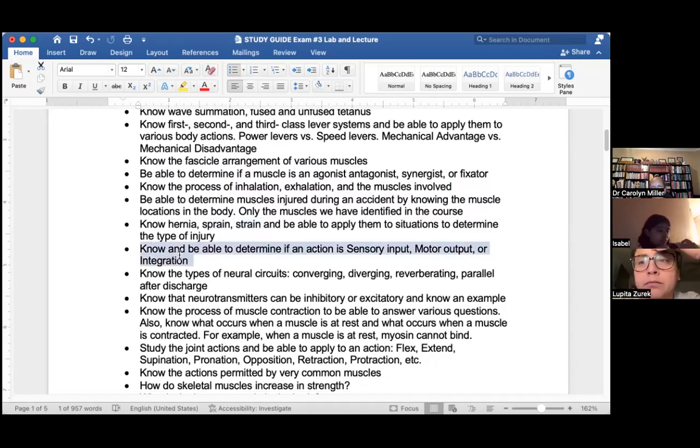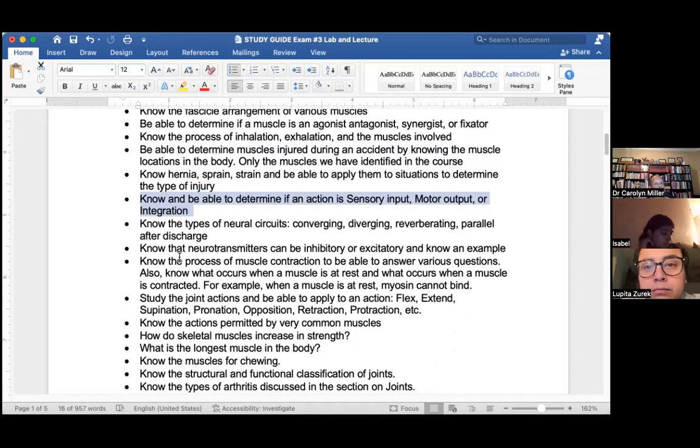Be able to determine if an action is sensory input, motor output, or integration. In my afternoon class, the national notification system for mobile phones had an alert, just testing the system, and all the phones went off. It was kind of loud. I knew it was coming, but I still jumped. Is that sensory input, motor output, or integration?